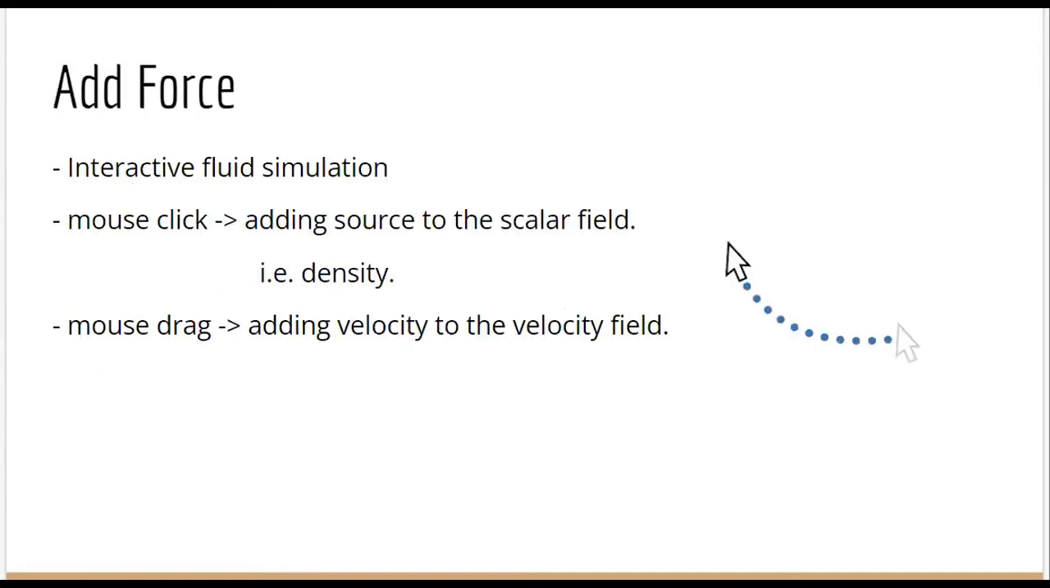First is to add force. Since we are implementing an interactive fluid simulation, we need a way to add a force from the user's mouse motion. Since a mouse can click and drag, we decide to let a mouse click add a source to the scalar field, and a mouse drag add velocity in the velocity field.